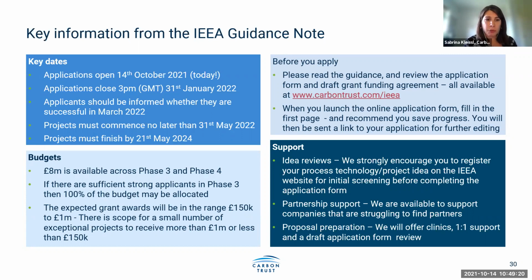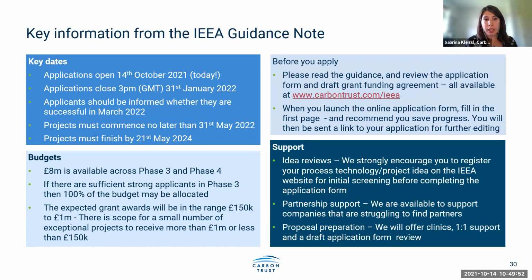I think as Paul mentioned before as well, we expect grant awards to be in the range of £150,000 to £1 million, with scope to support a small number of projects which are outside of this range. And before you submit the application, please make sure to read the guidance note, review the application form and the draft grant funding agreement, which, as I said, are all available on our Carbon Trust IEEA website.